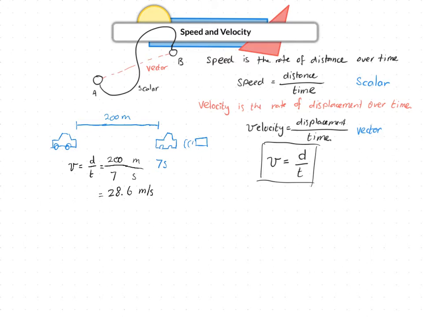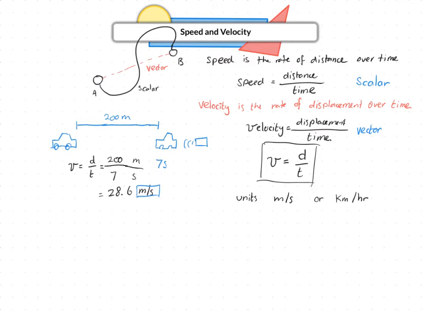So this unit here, meters per second, is one of the preferred units for speed and velocity. In fact, it is the preferred unit. So we prefer the unit of meters per second. Of course, in real life, we often don't use meters per second. We tend to use kilometers per hour.